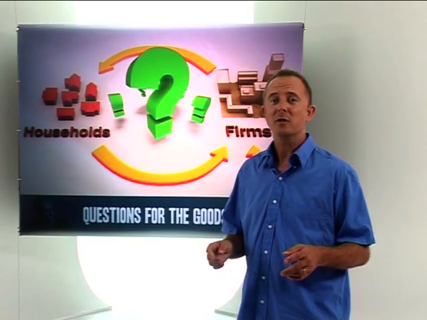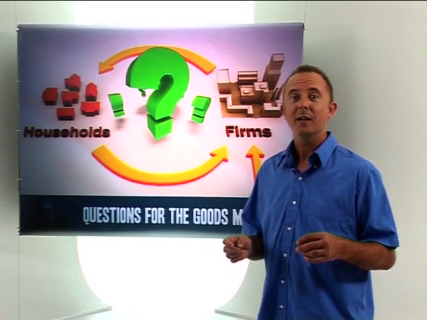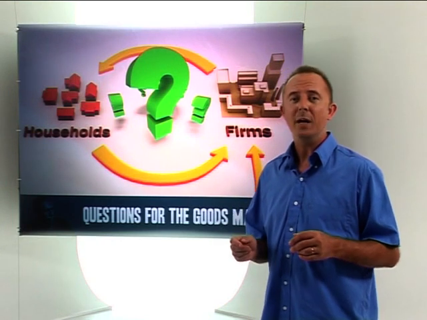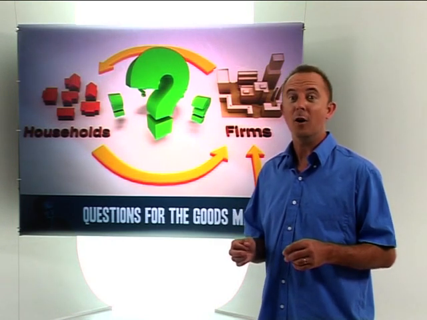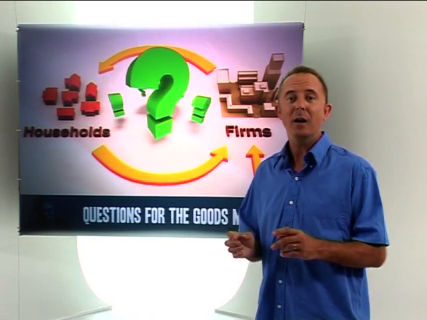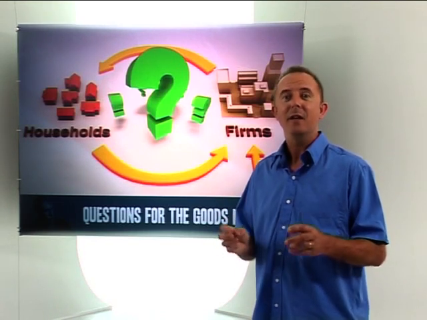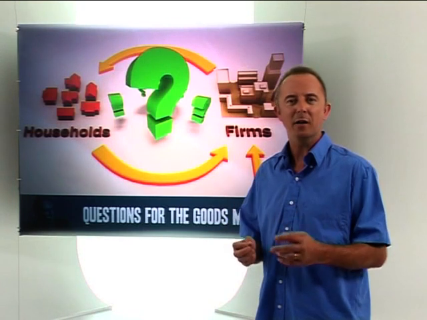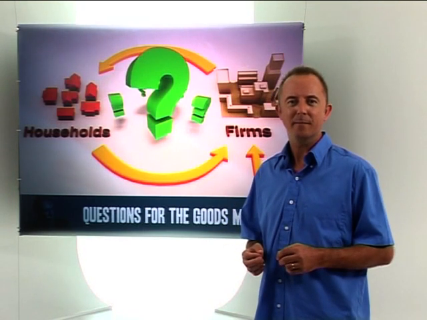Now, the last question is a little tricky, but if you can answer it, you're well on your way to understanding how the goods market operates. Here it is. Using the goods market model, try to show that if households decide to increase their marginal propensity to save, the level of savings in the whole economy actually decreases. Figured it out? Well, let's work through it.